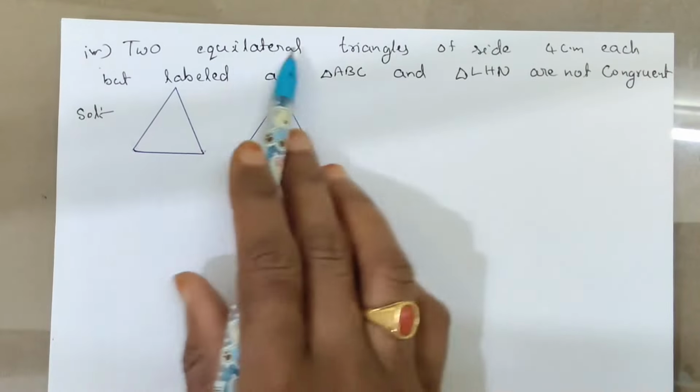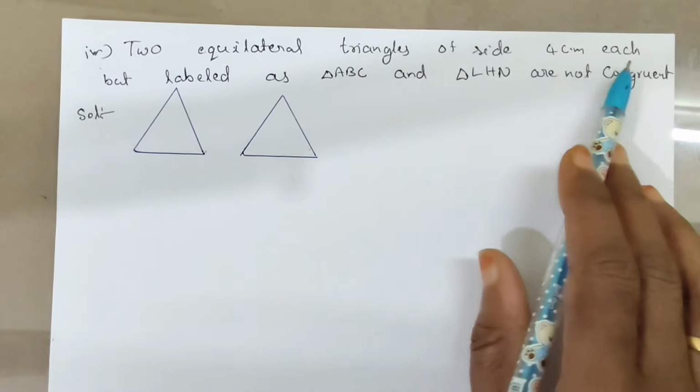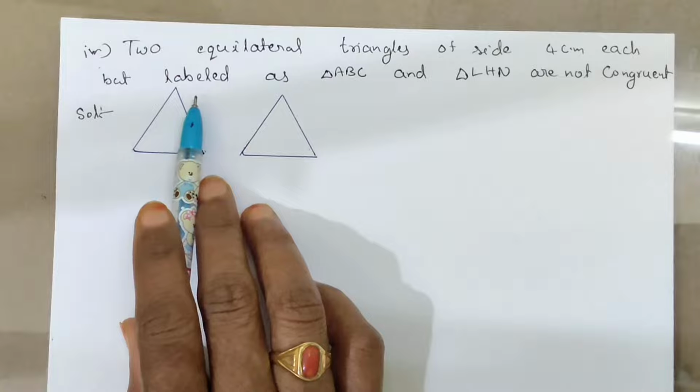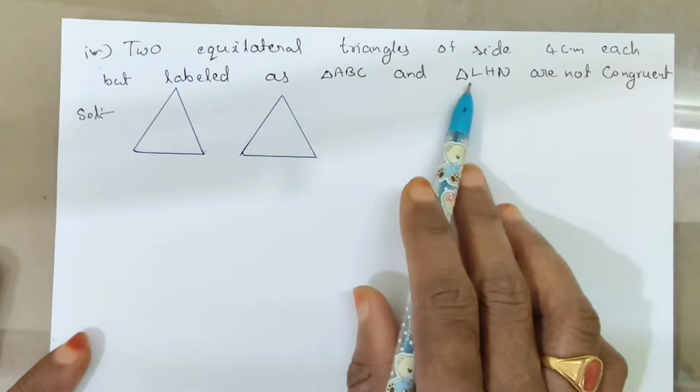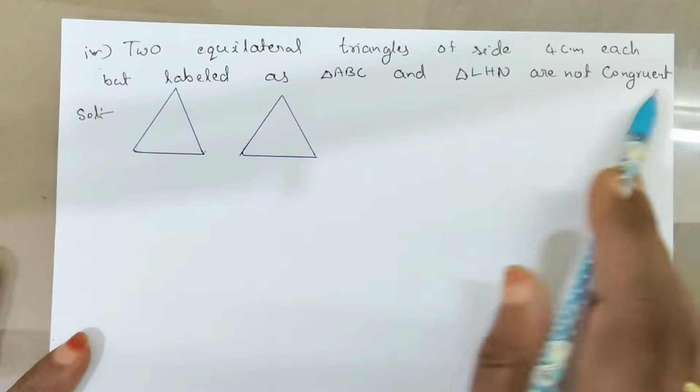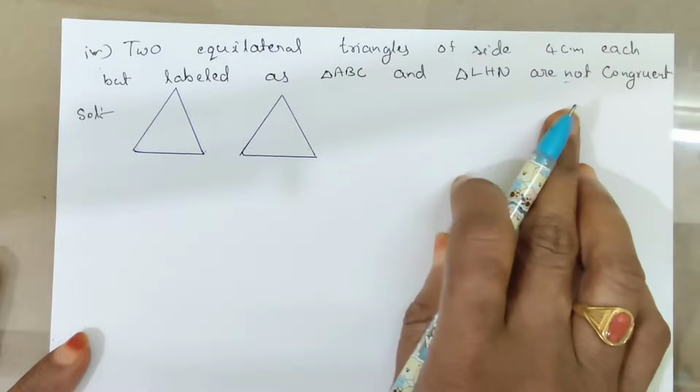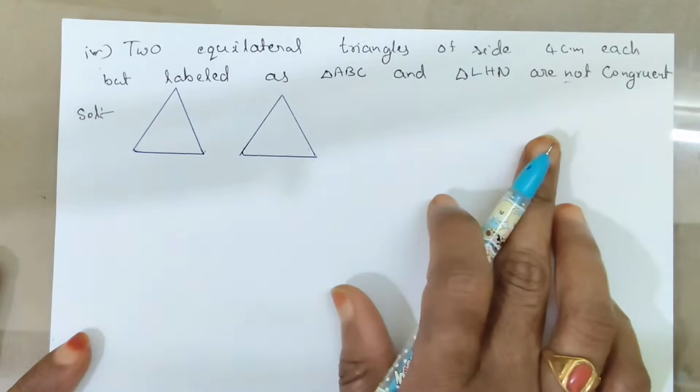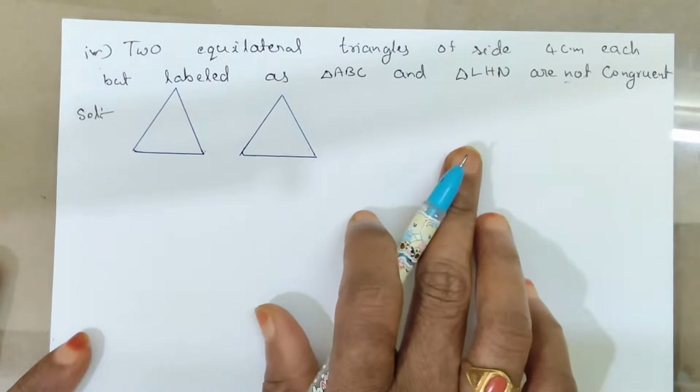Next, fourth question: two equilateral triangles of side 4 centimeters each, labeled as ABC and LHN, are not congruent. Here it asks not congruent. These two equilateral triangles are automatically congruent. So this statement is false.